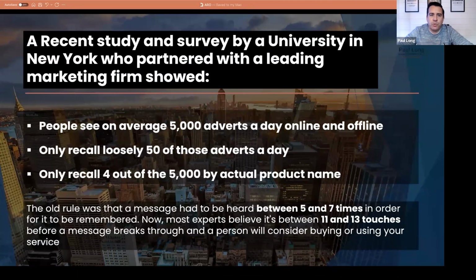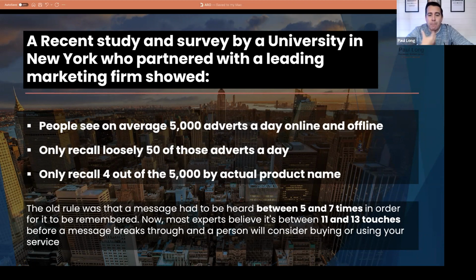But let's share with you something else. This is a survey and study by a university who worked with a leading marketing firm, which showed how many adverts we actually see. And this, again, reconfirms why retargeting now is so important for letting agents when trying to generate landlord leads. People see on average 5,000 adverts a day online and offline. So if you're putting content out there on social media as adverts, you can't just rely on that one advert being seen and action being taken. You've got to show up again.